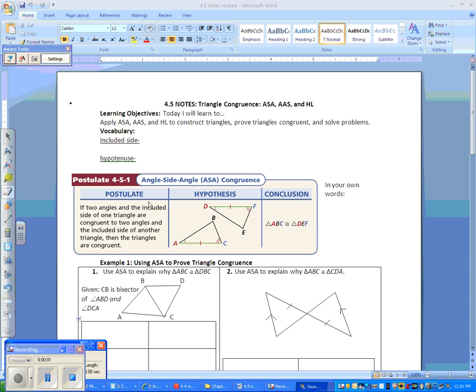All right, 4-5, we're still talking about congruent triangles, and we're going to talk about 3 more shortcuts today. We've already learned that SSS is a shortcut and SAS is another shortcut. Today we're going to talk about 3 more shortcuts, and those are ASA, AAS, and HL. The first one we're going to talk about is ASA.